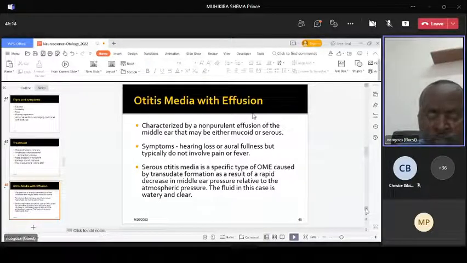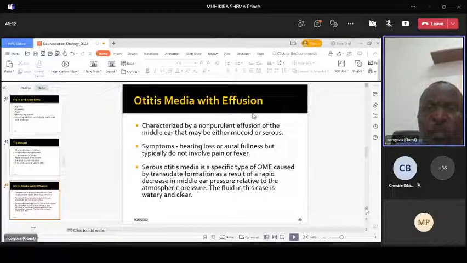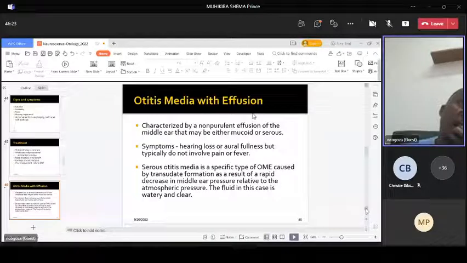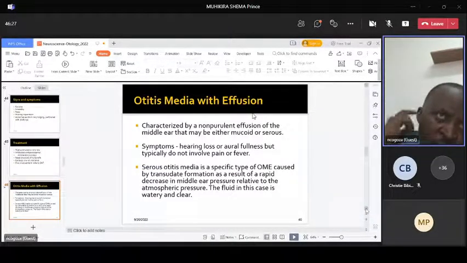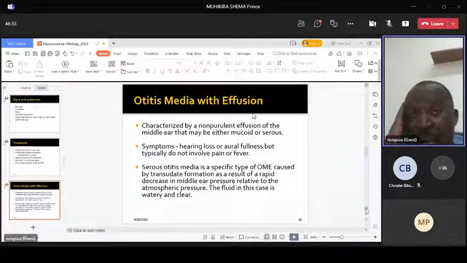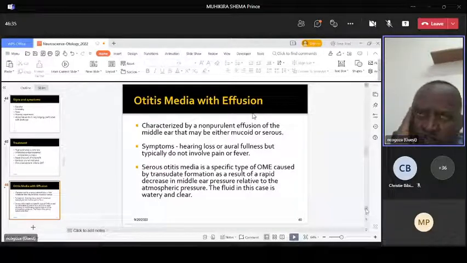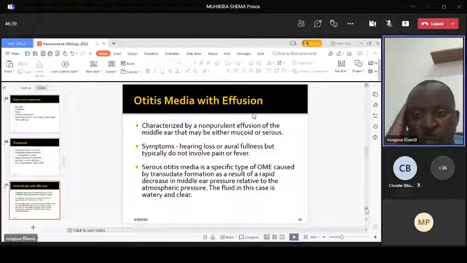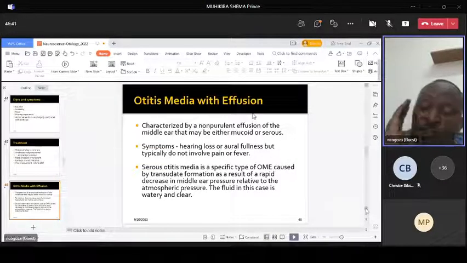This will cause fluid in the middle ear. If you understand the anatomy, everything is easy. If the drainage of the middle ear is not working, the fluid that the middle ear contains won't be discharged and will accumulate in the middle ear. And this is going to cause effusion, mucoid or serous fluid, in the middle ear.